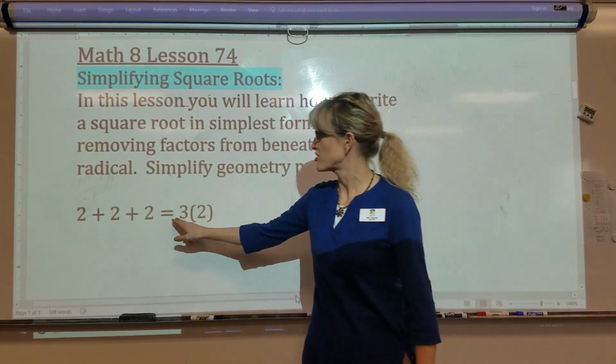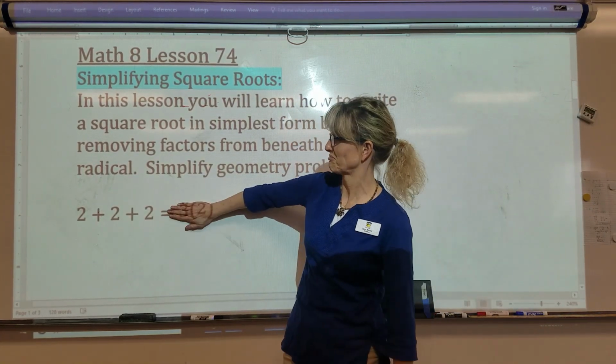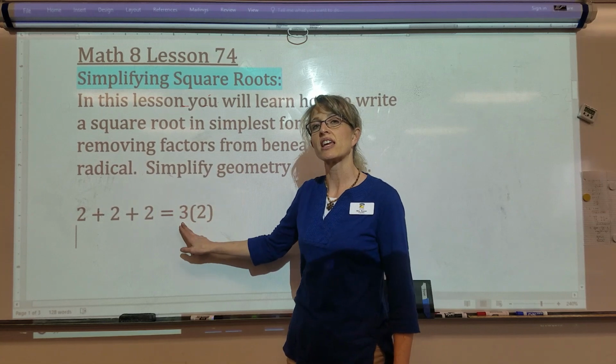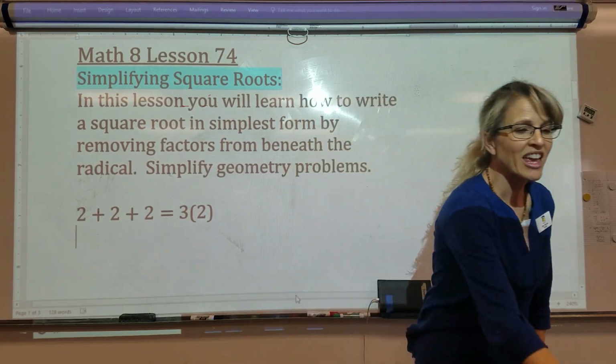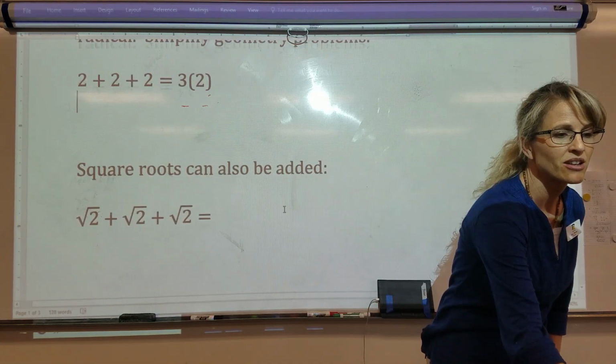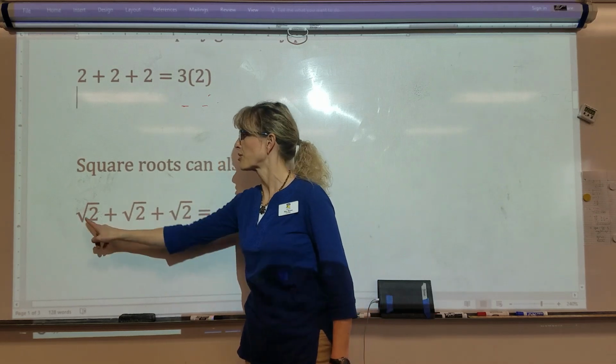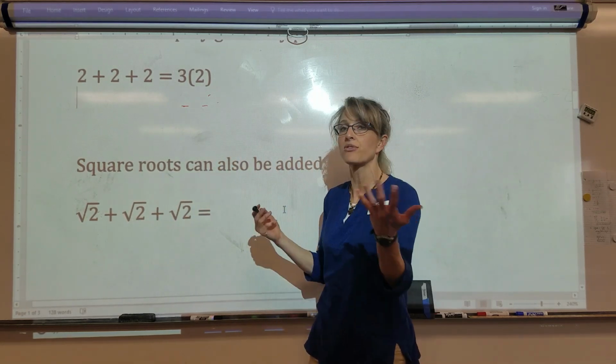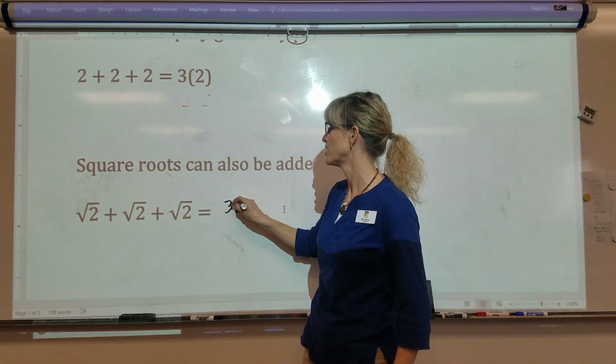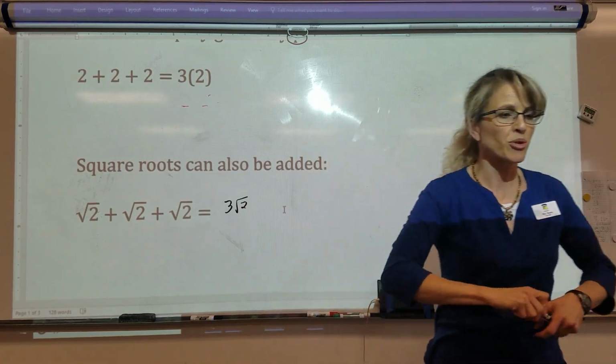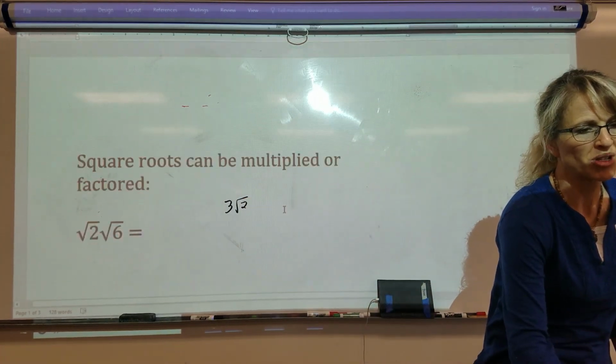If I had 2 plus 2 plus 2, there's 3 2's, so I could say that that's the same as 3 times 2. If I had 3 radicals, these are also called radicals, root 2 plus root 2 plus root 2, I have 3 of them, so I would say I have 3 root 2's. So that same principle can help us multiply.